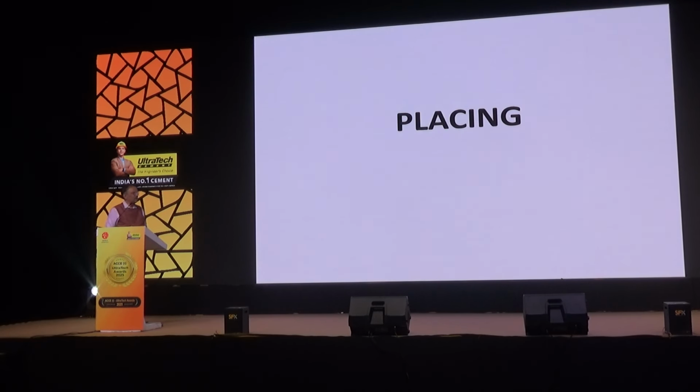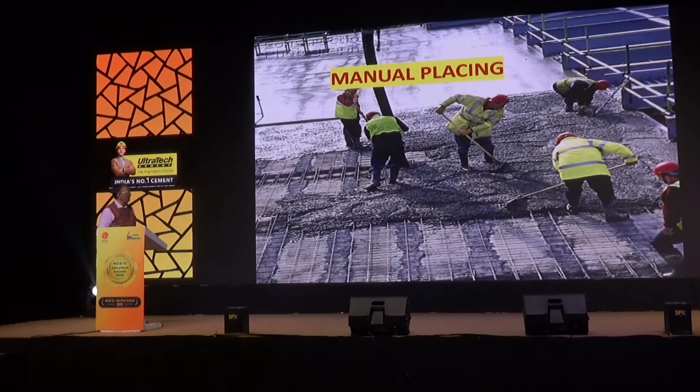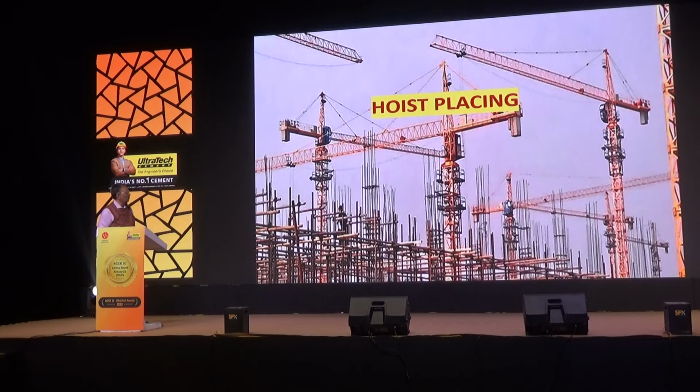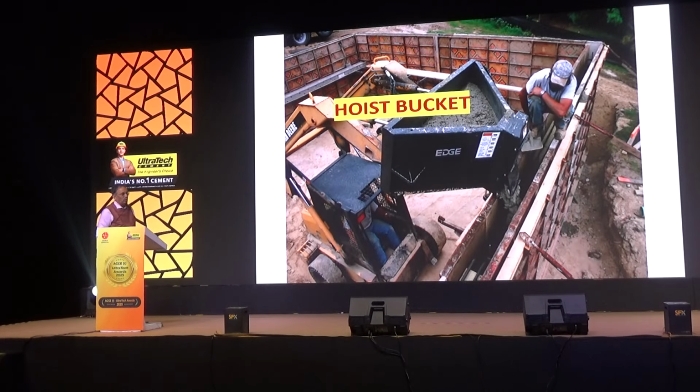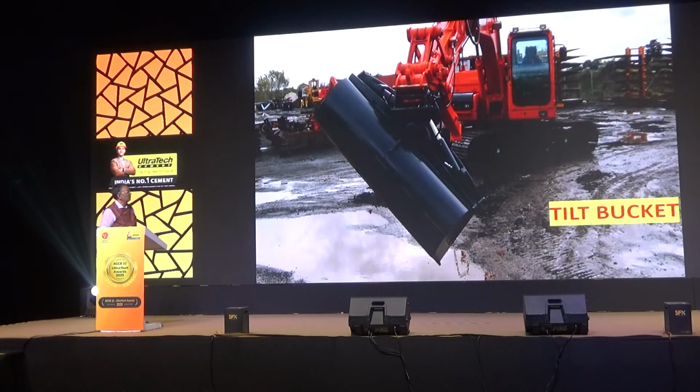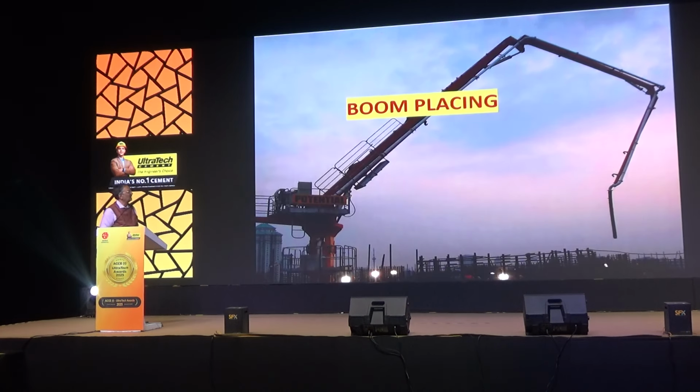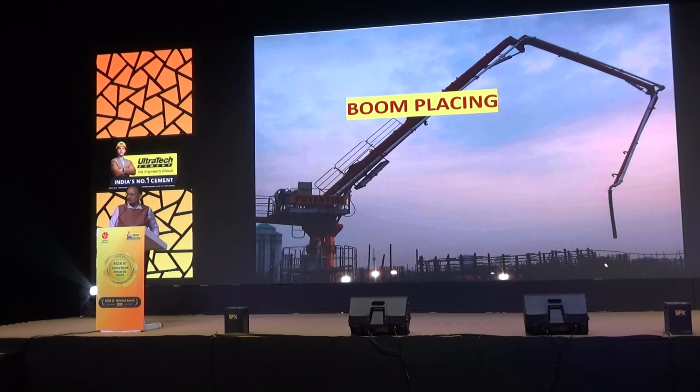After transporting, placing of the concrete: we have manual placing and spreading, hoist placing, and then we have the hoist bucket, and then we have the tilt bucket, and then the boom placer. Boom placer is again becoming very common. One advantage of these machines is, earlier we used to find it very difficult to get a boom placer. But now boom placers are so many available in Hyderabad, we can use them for every application, particularly for column concreting. Boom placer is very advantageous.